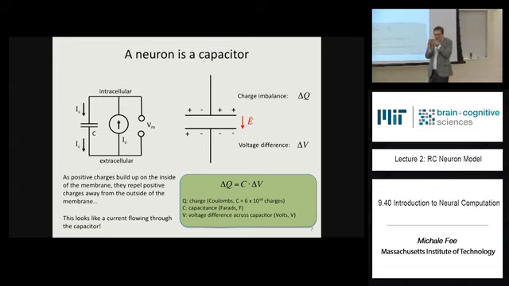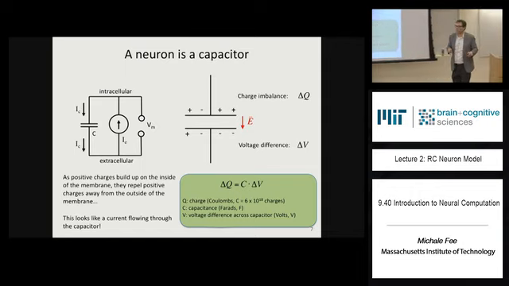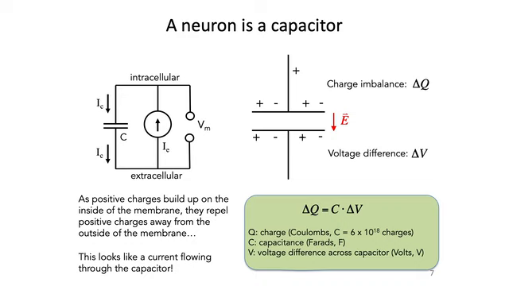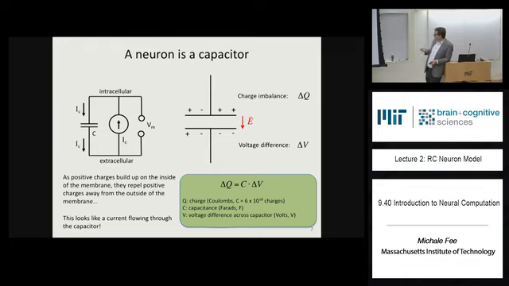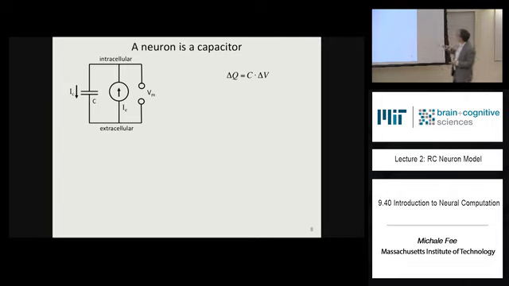It's a very thin membrane, which means you can get a lot of capacitance in a tiny area. Okay, that's pretty cool. All right, any questions? So charge is in coulombs, and there are 6 times 10 to the 18 elementary charges in a coulomb, electron or monovalent ion charges. Voltage is in units of volts, and the capacitance is in units of farads. Any questions? All right.